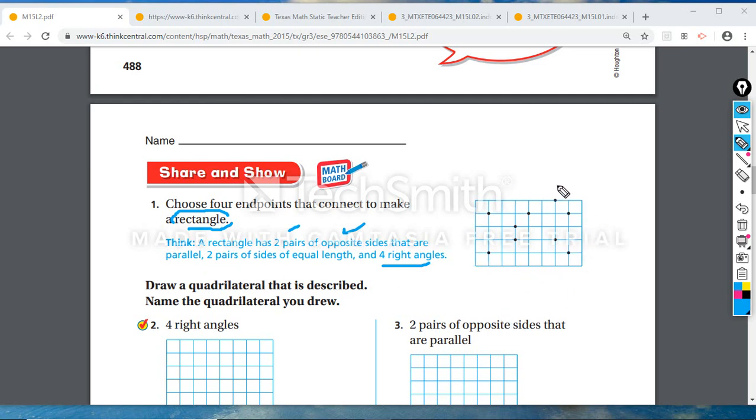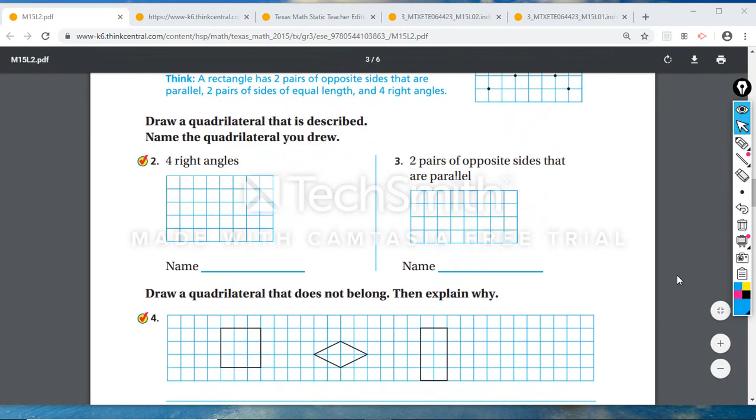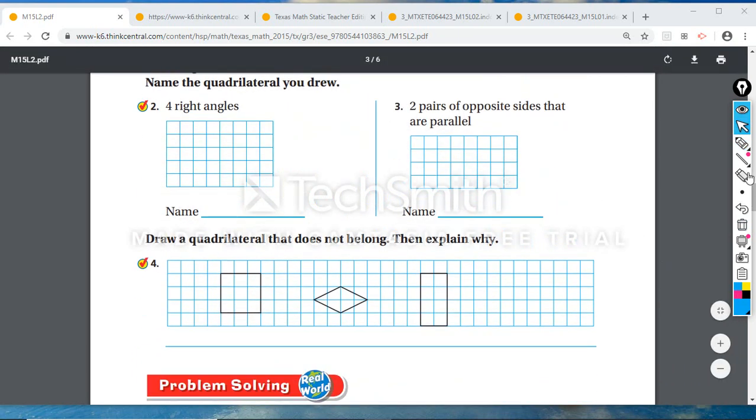Can you see it? If you want to pause it and do it on your own and check it, go ahead and do so right now. If we look at these four endpoints right here, here is my rectangle. It has two pairs of opposite sides that are parallel. There's one pair, there's two pairs of sides of equal length, and four right angles. Here are your four right angles. So that satisfies that. That was easy. And again, we're having fun drawing the angles. So let's look at the next one.